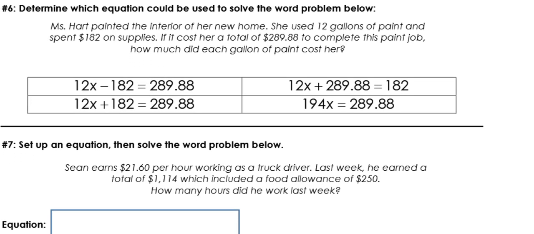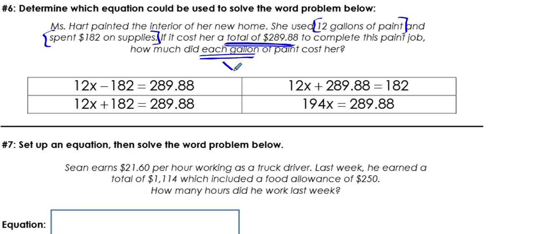Alright, now we have 3 word problems. So we're going to determine the equation that would be used to solve that word problem. Miss Hart painted the interior of her home, and she used 12 gallons of paint and spent $182 on supplies. If it cost her a total of $289.88 to complete the paint job, how much did each gallon of paint cost?